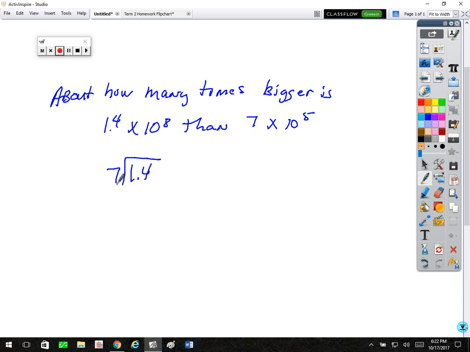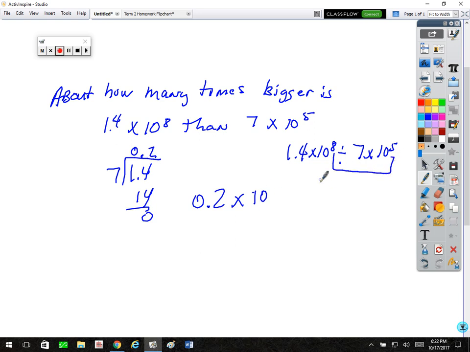So if I look at this, it's the same concept. All you're doing is setting up that same division problem: 1.4 times 10 to the 8th divided by 7 times 10 to the 5th. So 7 goes into 1 0 times. 7 goes into 14 2 times. So that's 14, 0. So I have 2 times 0.2 times 10. Same thing I'm dividing here.